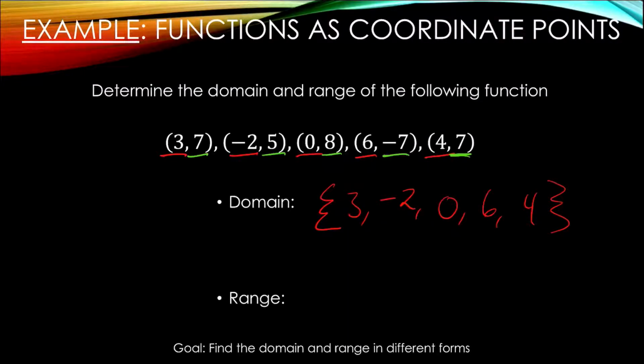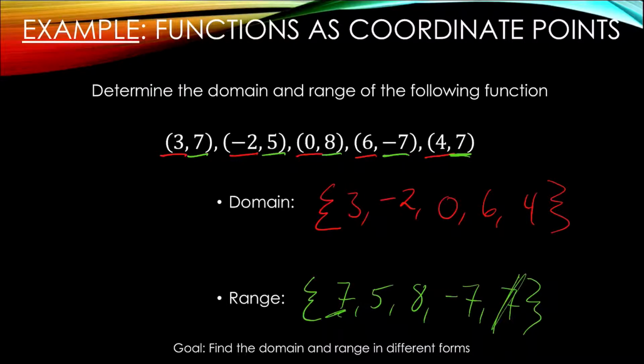And then my range is any output that exists: 7, 5, 8, -7, 7. Those are all my things. And really, I didn't have to list 7 twice. I probably could have cut that out.